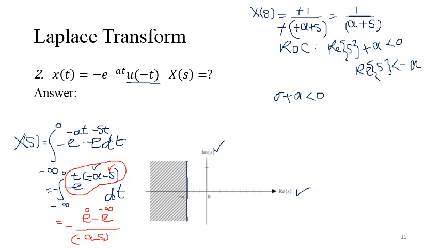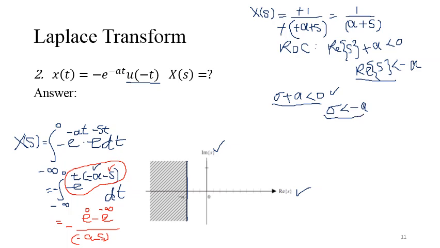But if we don't meet this condition, in that case at infinity the signal will result into infinity, so it will diverge. So it is necessary that real of s should be less than minus a, right? Or you can use this expression and say sigma, which is real of s, should be less than minus a. When this condition is satisfied, this signal is going to converge, right?